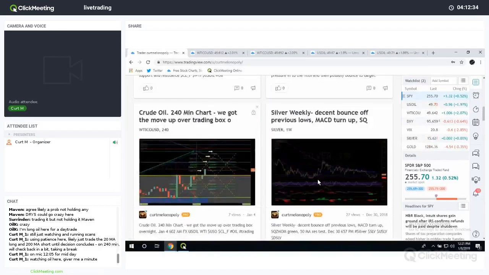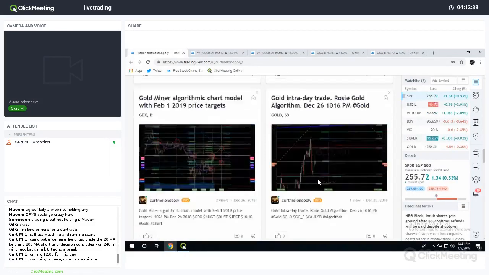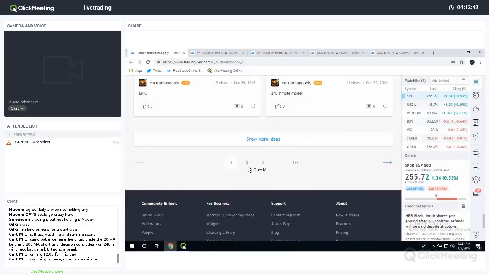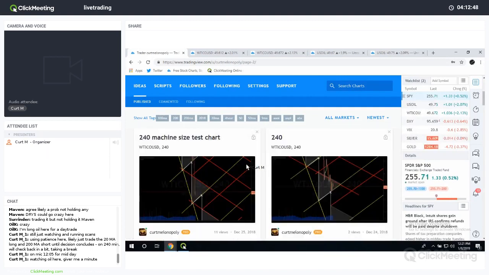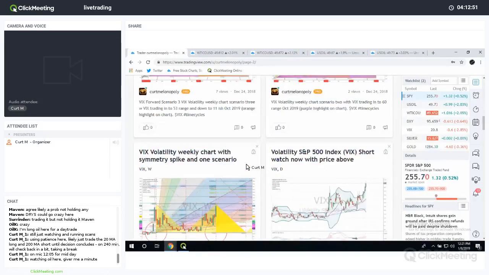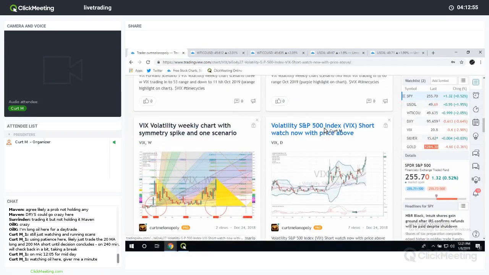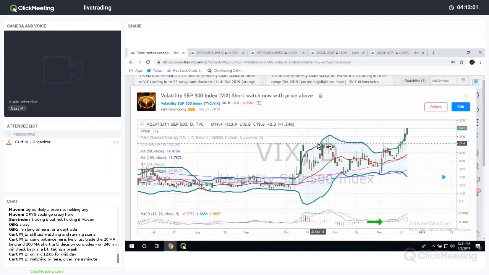Oil 49.72, so it has got a bona fide 1 minute bounce here up to the 20 MA. Testing the 20 MA now on the 1. So everything kind of relies on this test. $49.69.